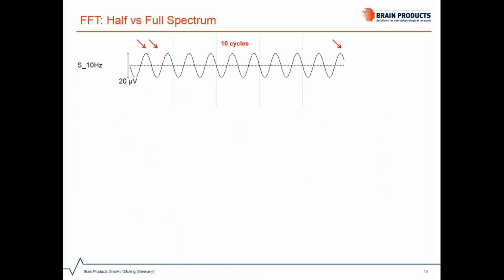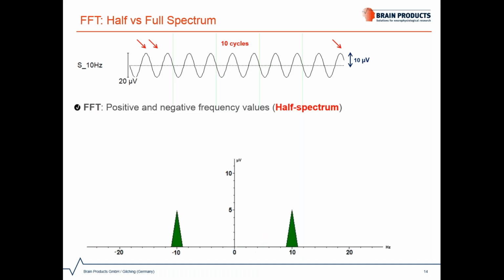Another point worth remembering is the distinction between the term half spectrum, also called two-sided spectrum, versus full spectrum, which is also called one-sided spectrum. Let's use the same 10 Hz sine wave with an amplitude of 10 microvolt. Due to the mathematical expansion of Fourier transform, the half spectrum is basically the spectrum resulting in both the positive and negative frequency values, each with an amplitude that is half of the original signal.